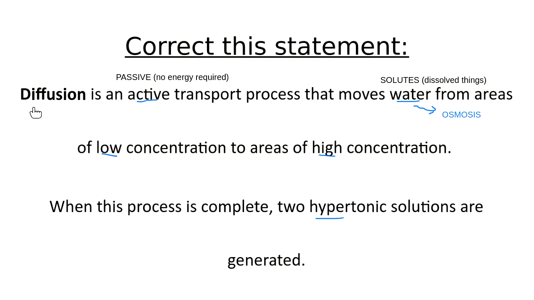But we're not talking about osmosis, right? We're doing diffusion. So far we have diffusion is a passive transport process that moves solutes, the dissolved things. We underlined to fix low concentration to high concentration. As it's written, let me show you what the slope would look like. We're moving things from low concentration to high concentration. In other words, we're going uphill.